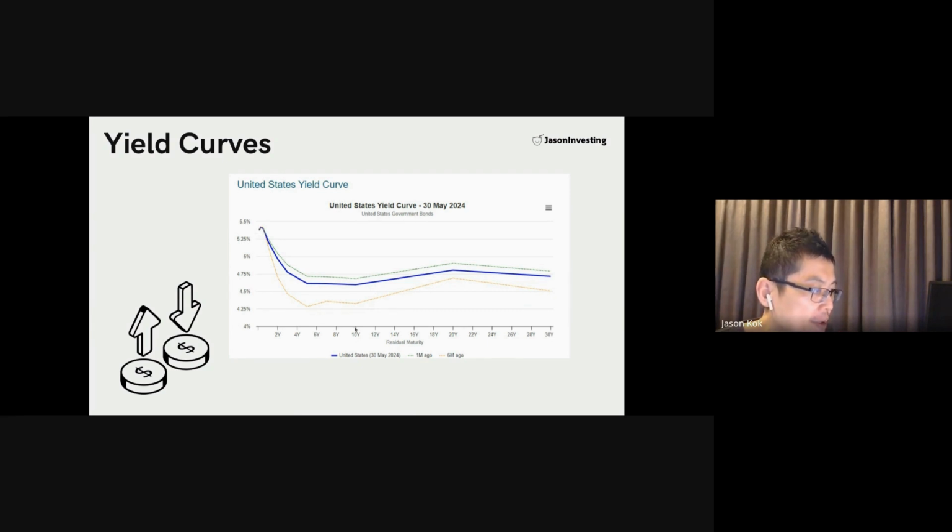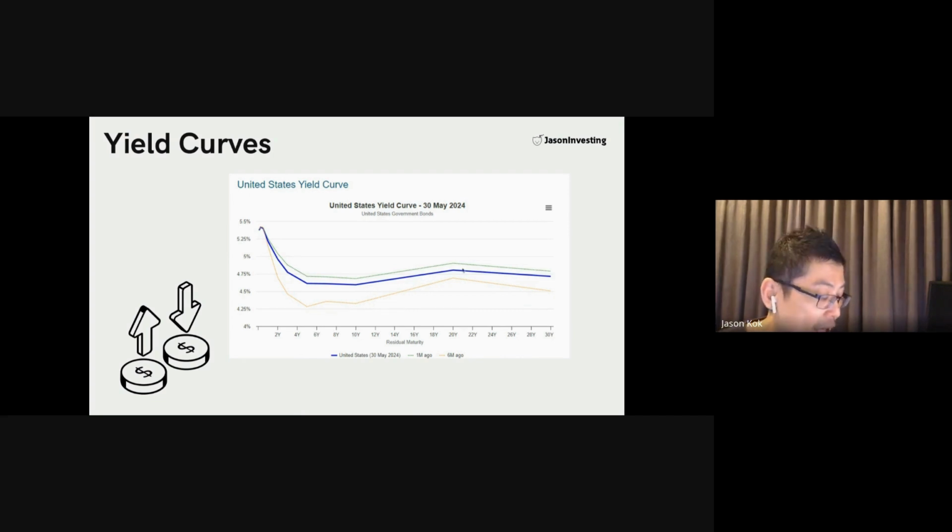If you were to buy a 10-year bond, it will pay you a lower interest rate. So a lot of people find it hard to imagine. You're telling me that if I buy a 10-year bond, I'm getting a lower coupon rate than if I buy a 1-year bond? Then why would I want to buy a 10-year bond?